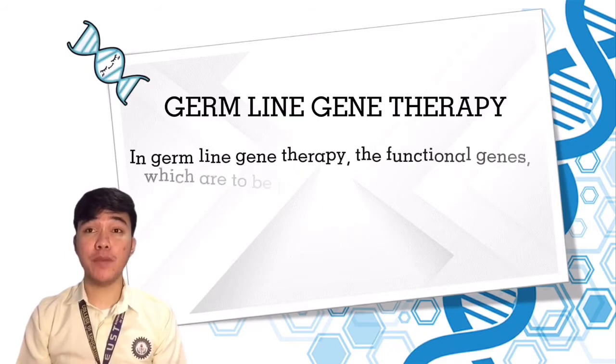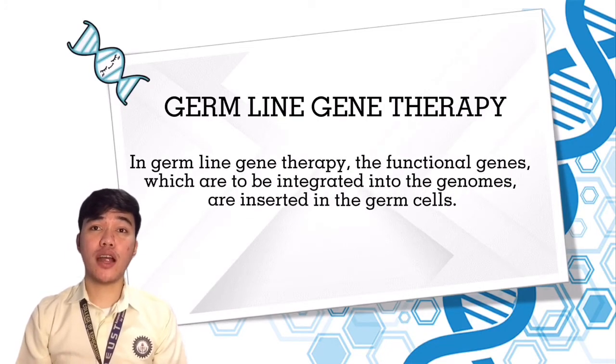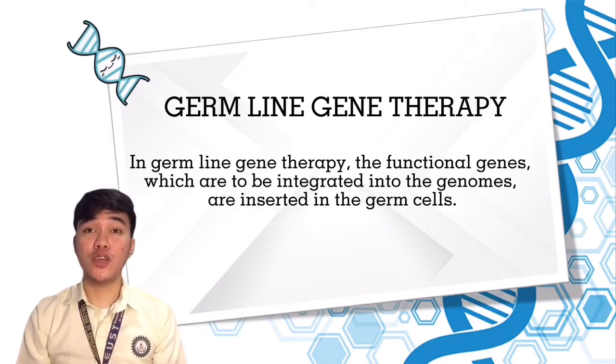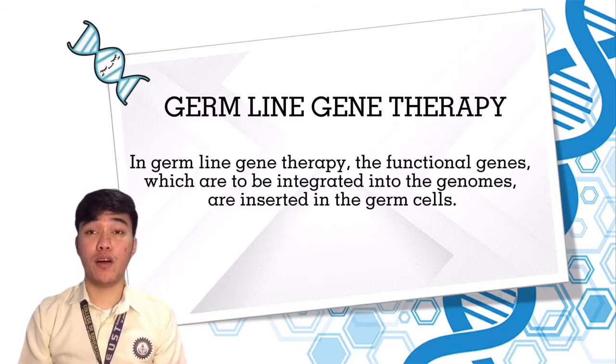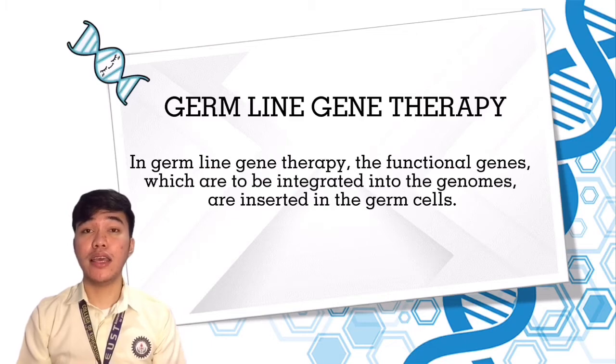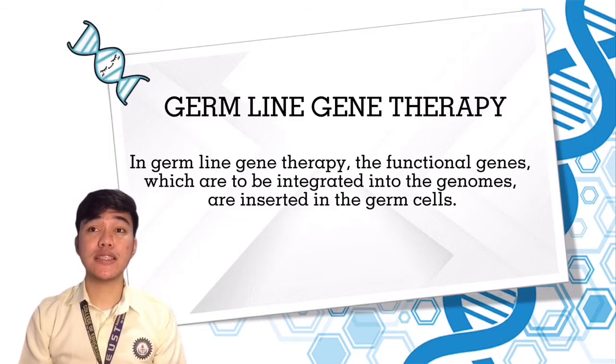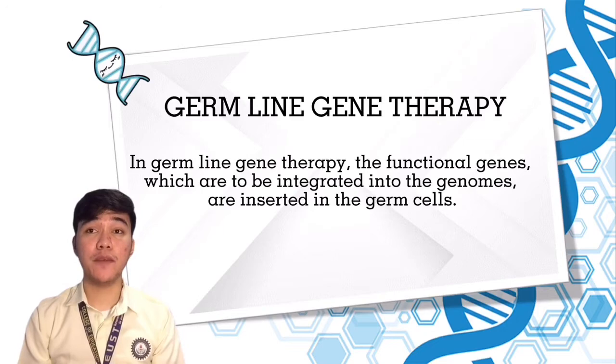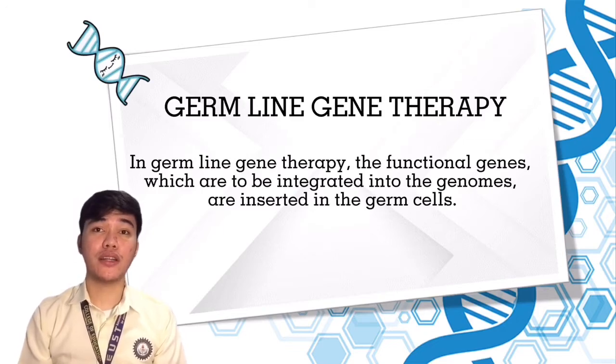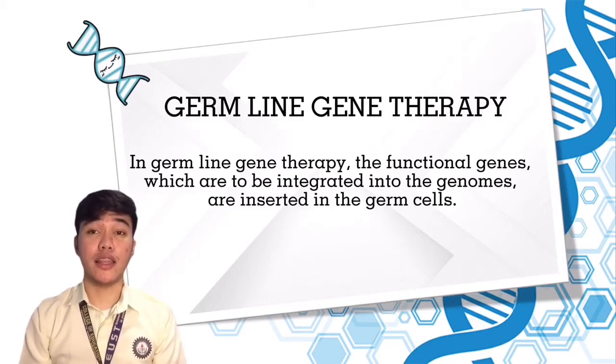In germline gene therapy, the functional genes which are integrated into the genomes are inserted in the germ cells, for example, sperm or eggs. Targeting of germ cells makes the therapy heritable. And also in germline gene therapy, the DNA is transferred into the cells that produce reproductive cells, which are eggs or sperm in the body. So this type of therapy allows for the correction of disease-causing gene variants that are certain to be passed down from generation to generation.